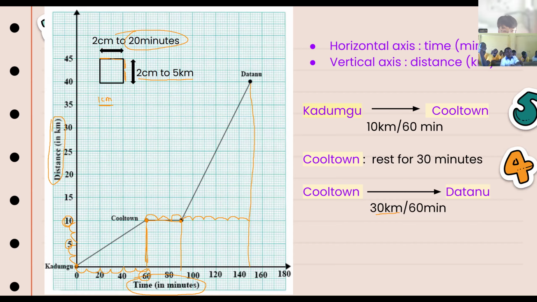So from here all the way to here. It'll then be 12 centimeters, right? Because 5 times 6 is 30, and 2 times 6 is 12.